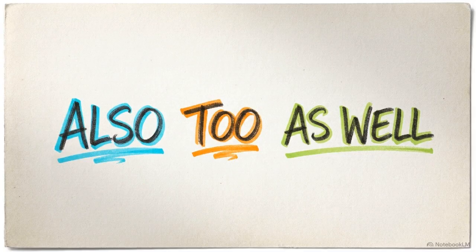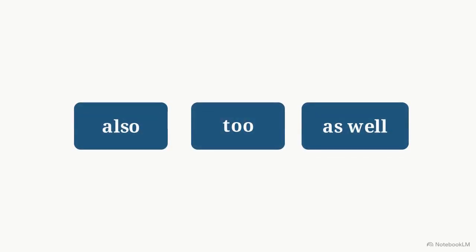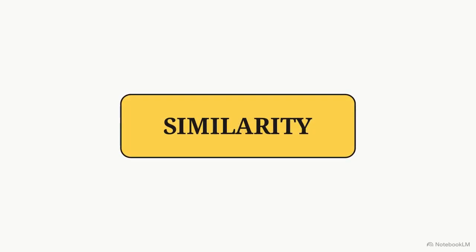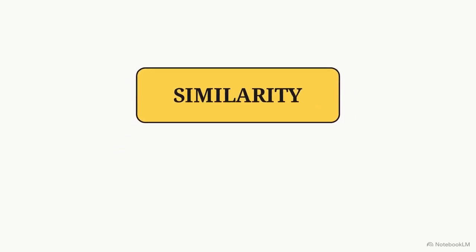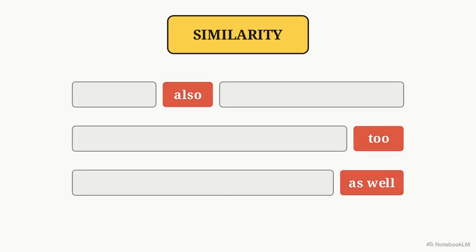Expressing similarity is a basic function of English, but constantly repeating the exact same sentence structure to say two people do the same thing quickly sounds robotic. This animated diagram shows three words, also, too, and as well, that all mean the exact same thing. They are absolute synonyms used to show similarity. The only difference between them is where they physically sit inside a sentence.